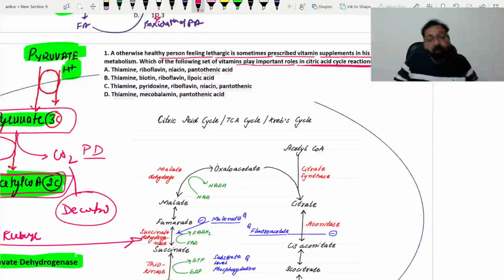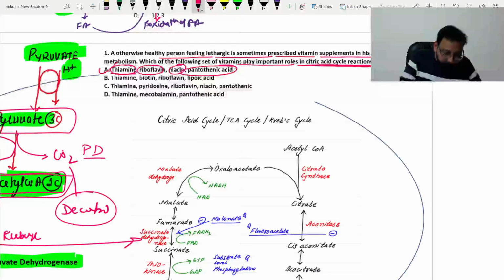Why am I taking this JIPMER question? We found that many times, if you see the history, JIPMER questions are repeated in All India NEET after 3 to 4 years. This is a common practice. Okay, so thiamine B1, riboflavin B2, niacin B3, pantothenic acid B5 are cofactors for the Krebs cycle.